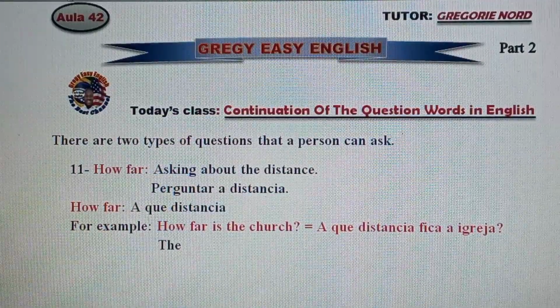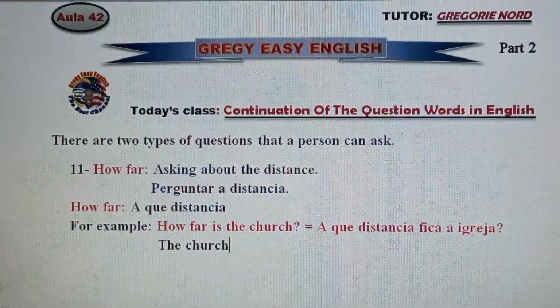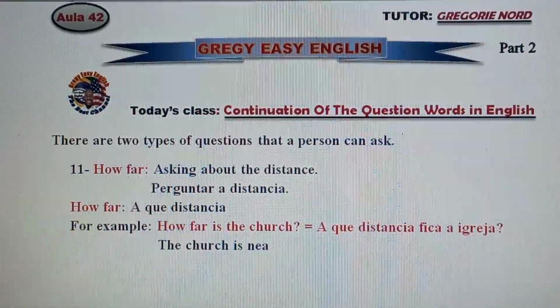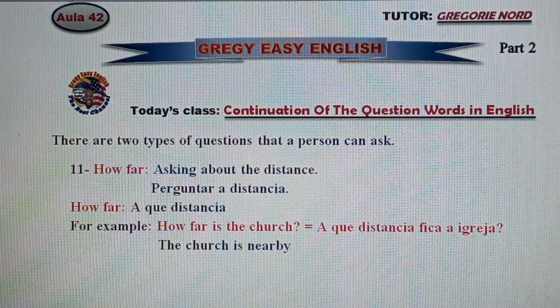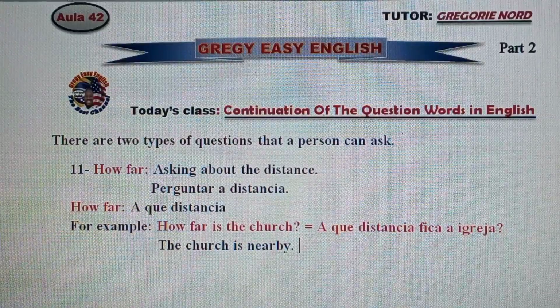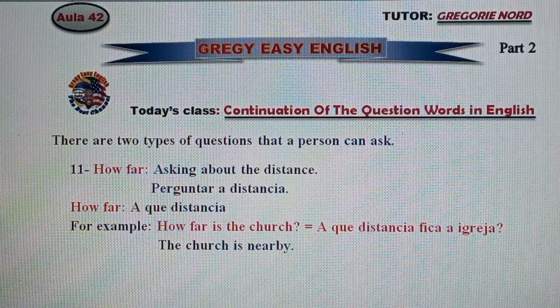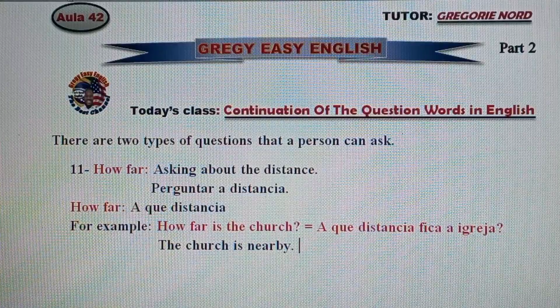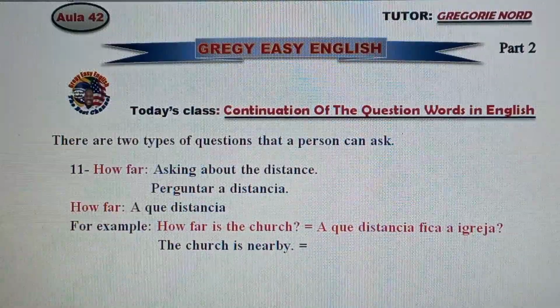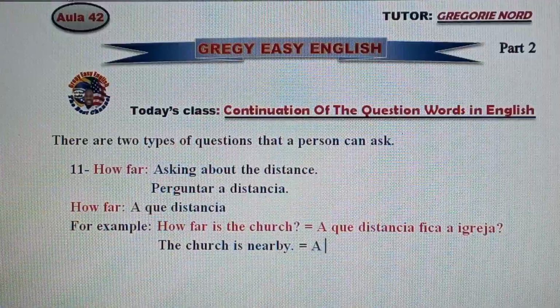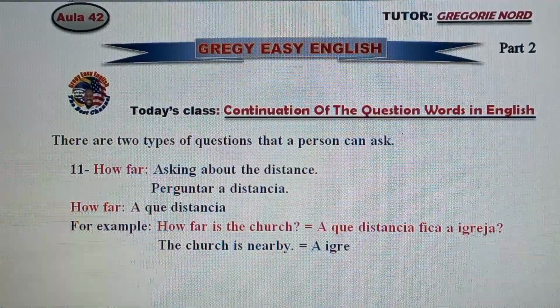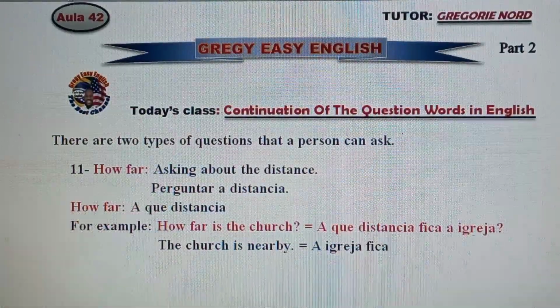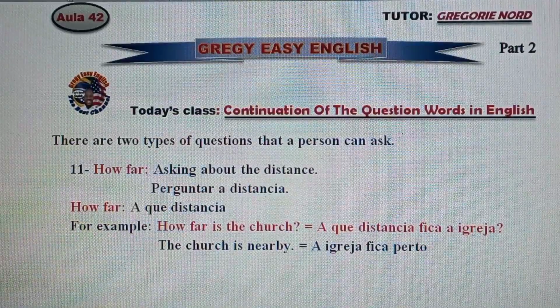The church is nearby. Nearby, pessoal, significa perto. How far is the church? A que distância fica a igreja? The church is nearby significa a igreja fica perto. A igreja fica perto.